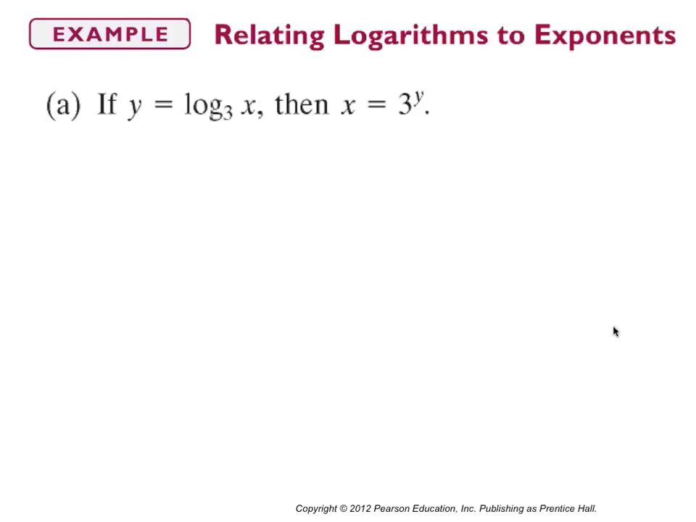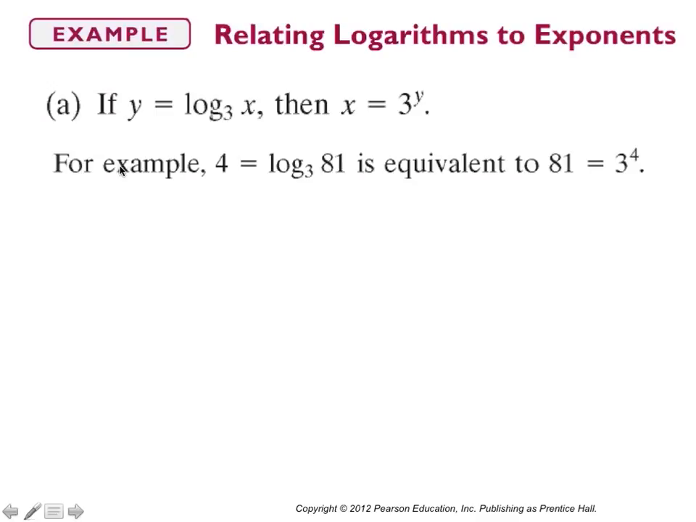Okay, so let's look at this example here. If y equals log base 3 of x, then x equals 3 to the y power. So it's important to note that all we've done is we've just rearranged this and we've written it as exponential instead of logarithmic. So for example, 4 equals log base 3 of 81 is equivalent to 81 equals 3 to the 4th power, which is true. You should know that 3 to the 4th power is 81 because 3 times 3 is going to give you 9, times another 9 will give you 81.